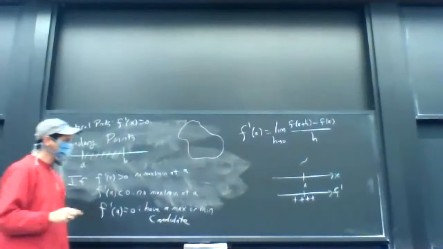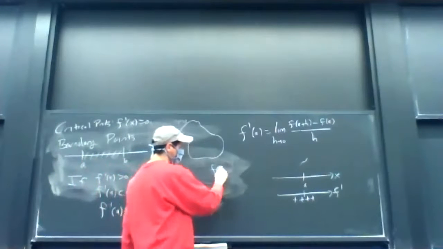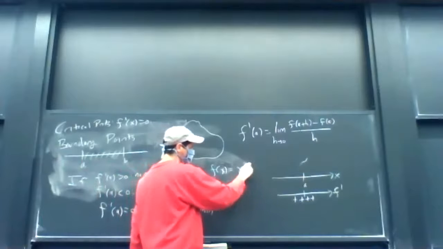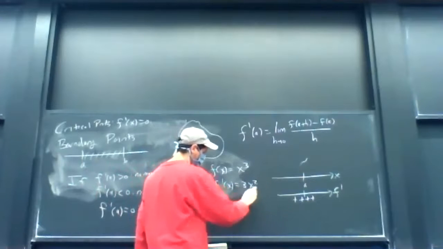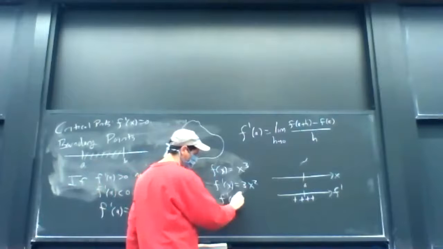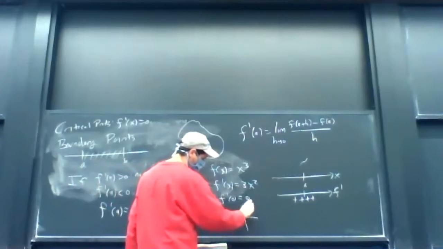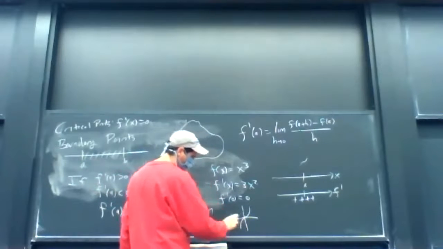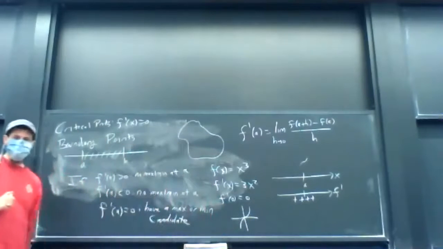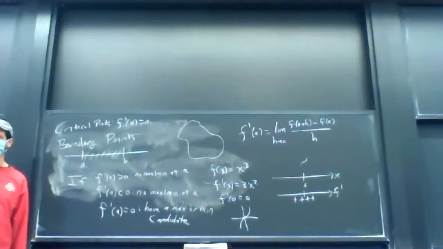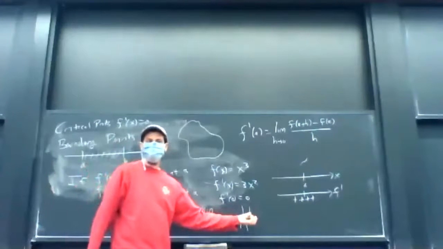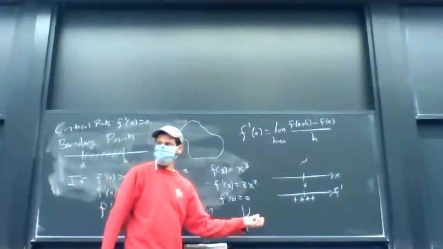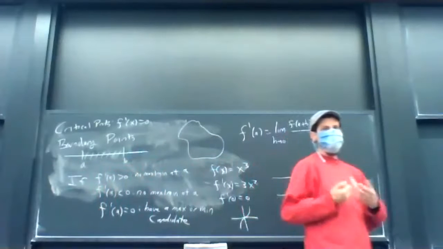So the best function to look at is f of x is x cubed. F prime of x is 3x squared. F prime of 0 is 0. But if you plot the function, it doesn't have a max or minimum at 0. What goes wrong is that the second derivative is also 0, and that's what's screwing things up. It's not just the first derivative.